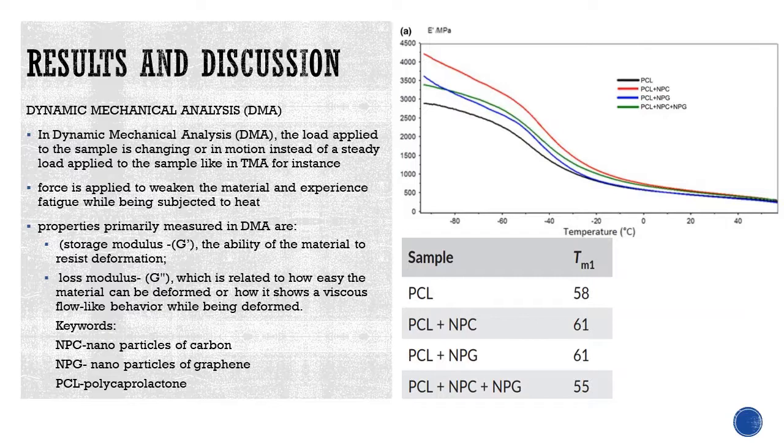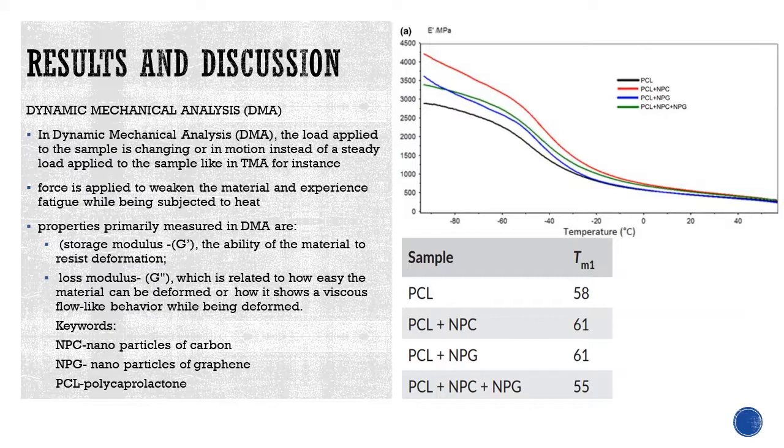As it was characterized using DMA, it is observed that at glass transition, PCL plus NPC and PCL plus NPG reach it first at negative 61 degrees Celsius. This can be attributed to the fact that the average density of the sample added with NPC and NPG is smaller than the density of pure PCL. The highest density would be the PCL added with both NPC and NPG. That's why it was the last to reach glass transition.